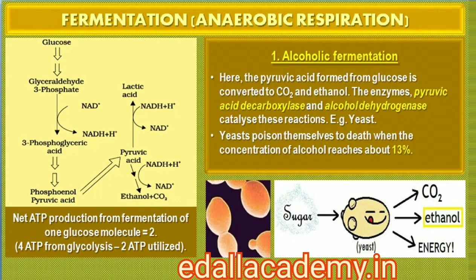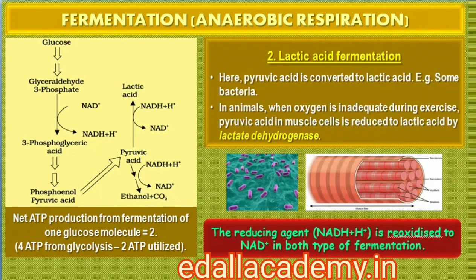Fermentation. In fermentation, say by yeast, the incomplete oxidation of glucose is achieved under anaerobic conditions by sets of reactions where pyruvic acid is converted to CO2 and ethanol. The enzymes, pyruvic acid decarboxylase and alcohol dehydrogenase, catalyze these reactions. Other organisms like some bacteria produce lactic acid from pyruvic acid. In animal cells also, like muscles during exercise, when oxygen is inadequate for cellular respiration, pyruvic acid is reduced to lactic acid by lactate dehydrogenase. The reducing agent is NADH plus H+, which is reoxidized to NAD+ in both the processes.